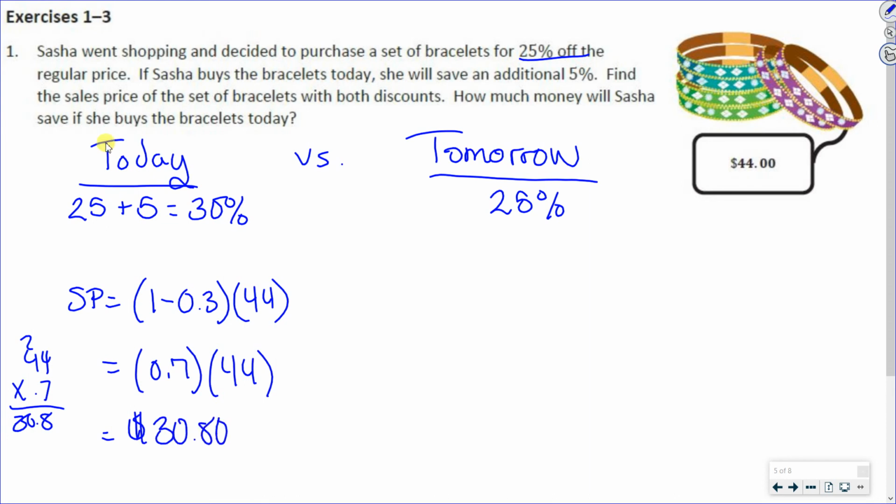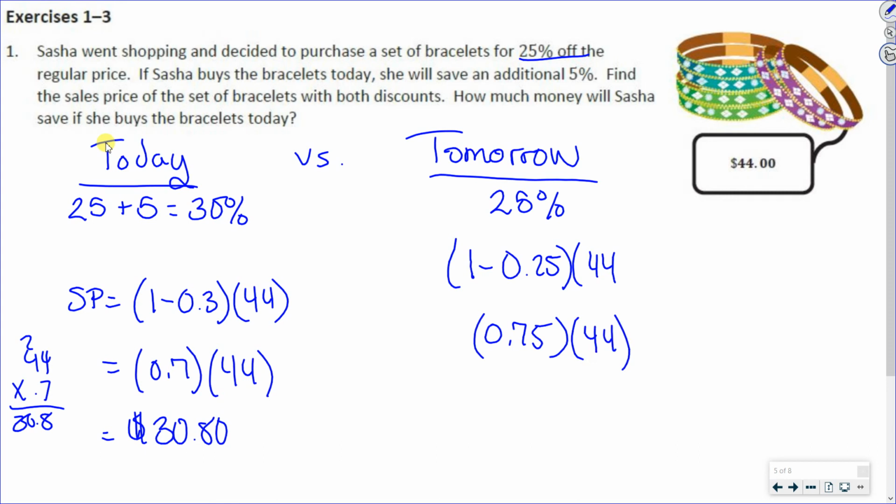If she buys them tomorrow, she's only going to save 25%. So again, we got 1 minus 0.25 times 44. So I got 0.75 times 44. Okay, and this is going to be $33.